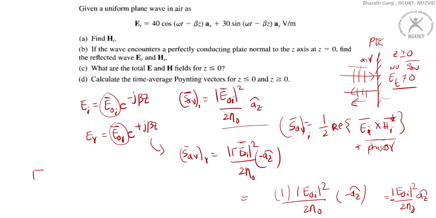So if you ask me what is the total time average power, then the total time average power will be 0, because here whatever power is coming in is completely reflected back, and the standing wave is not going to deliver any power. So the total time average power will be equal to 0. So these are some problems. We'll also look into other problems.